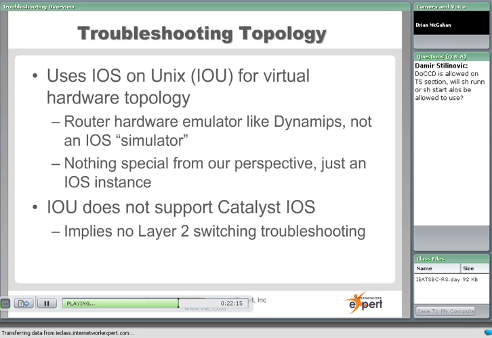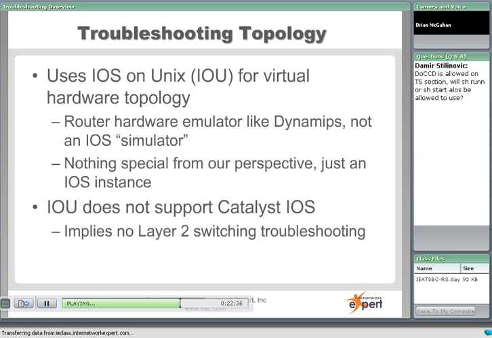So this means if you get on IOU and you say show tech support or show ip ospf neighbors, same exact output that you would see on a real hardware box, it is the actual IOS that we're working with. It's not a flash simulation like you would see in the CCNA or CCNP written exams.